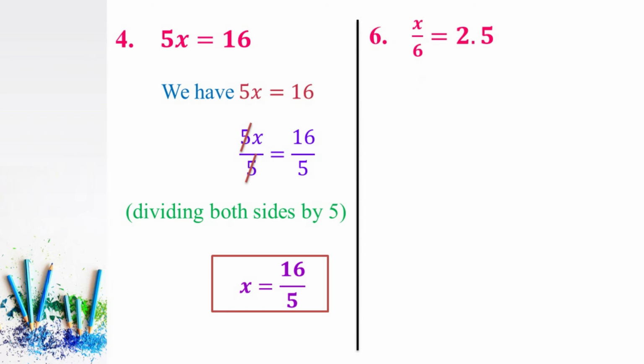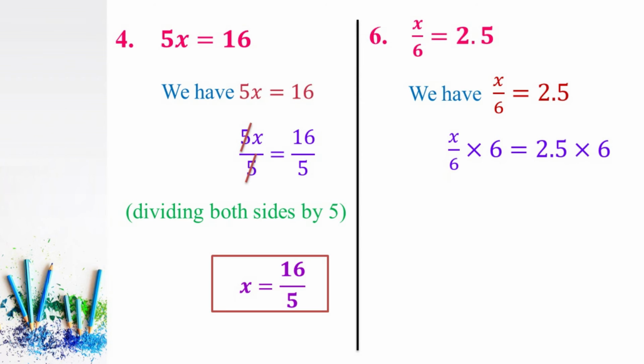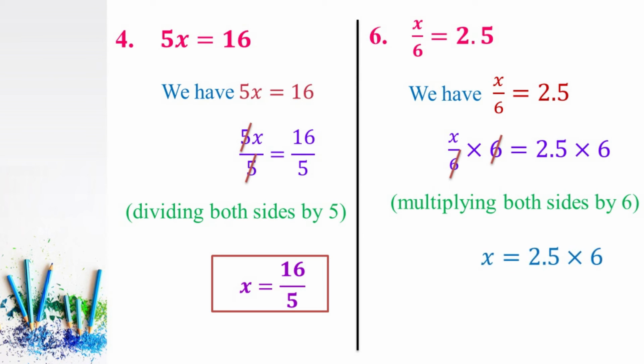Next question. x by 6 equal 2.5. Here multiply the equation with 6 on both sides. So we write x by 6 into 6 equal 2.5 into 6. 6 and 6 are cancelled. So write x equal 2.5 into 6. We'll get 15. So solution of x is 15.